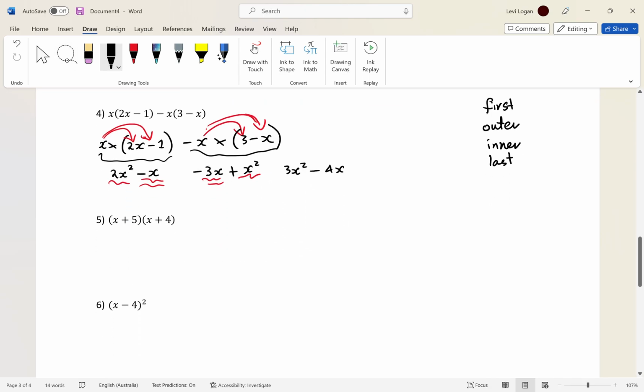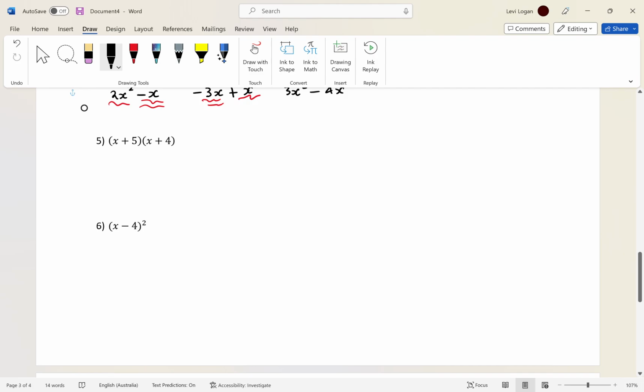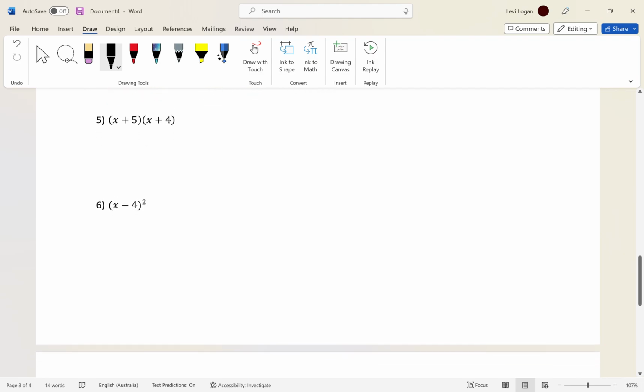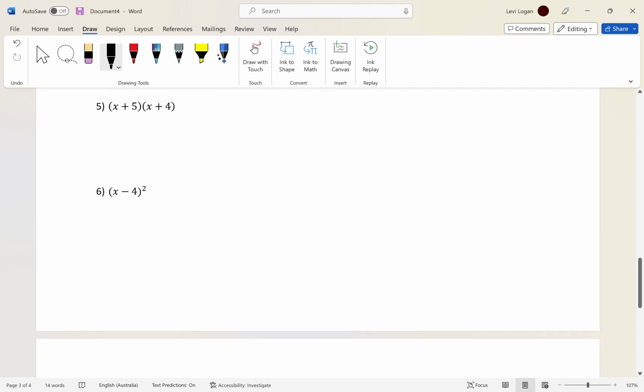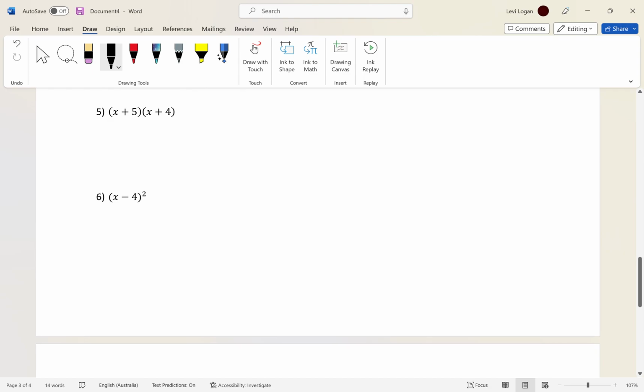Alright, let's get down to question 5. So question 5 uses the FOIL method. So if you want to have a go at this before I explain it, feel free to do so. So basically with the FOIL method, first, outer, inner, last, that basically means you've got to multiply this x here with this x here, and this 4 here, and this 5 here with that x there, and that 4 there. I'll get rid of these circles. So basically that's what first, outer, inner, last means.